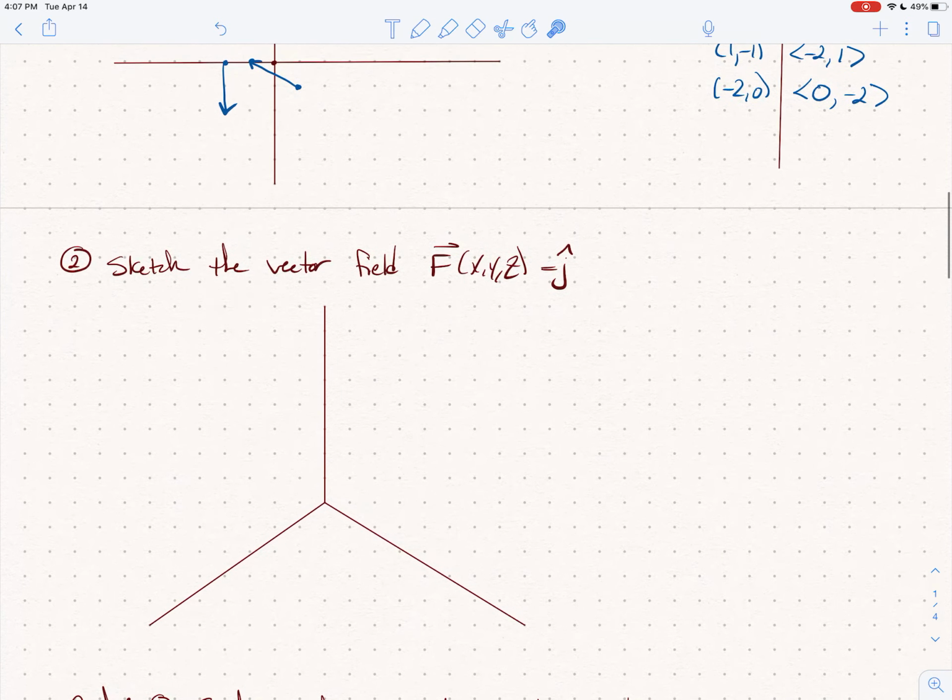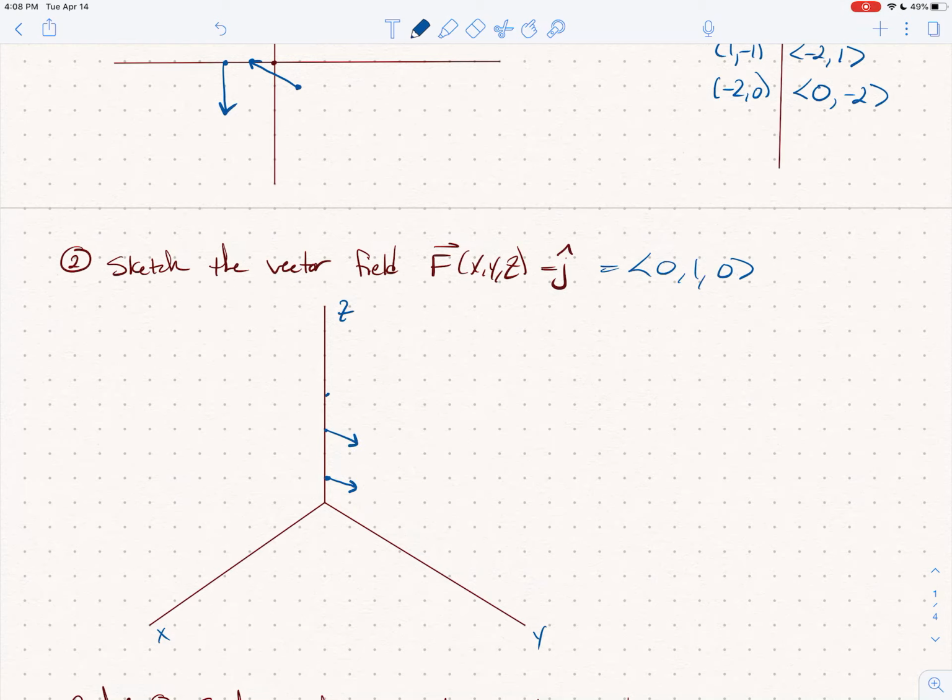So let's sketch one more of these. Here's one where it's a constant vector field. I don't care what x, y, z you plug in, you always get out j. You could write this as 0, 1, 0. So if I want to plug in this point, I'm going to go 1 in the y direction. So let's label x, y, z. I'm going to go 1 in the y direction. It's going to look like that.